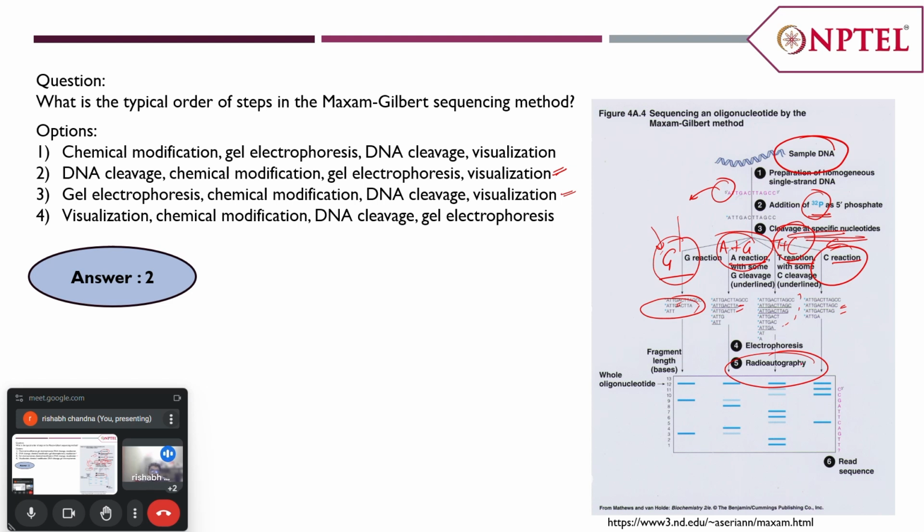As you know, in the electrophoresis, the farther it moves, the smaller the size it would have. So this would read the actual sequence starting from the 5 prime end. Okay, so this would be the smallest band. So this would be the first to appear in the sequence. Then moving on with each of the bases. Okay, so this is how the Maxam-Gilbert sequencing is done using different chemical methods. And so option number two, that means first we have the DNA cleavage, followed by the chemical modification of the bases, then we run a gel electrophoresis followed by the visualization. Okay, so option number two is correct.